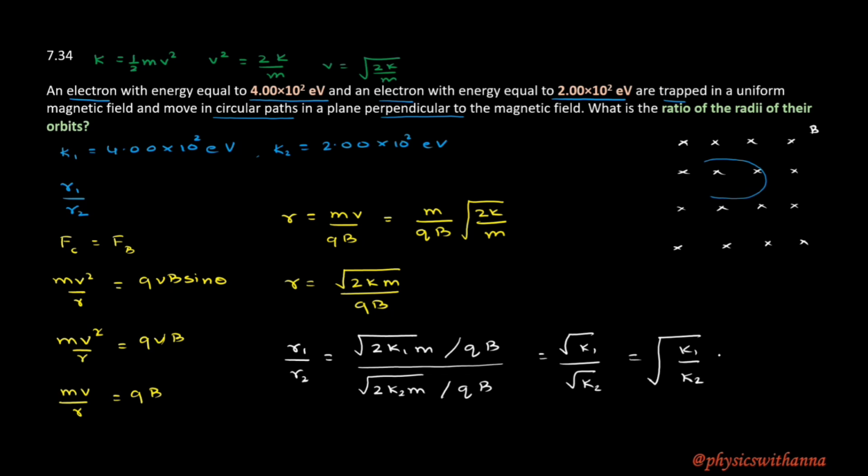Now let's substitute to get the ratio. K1 is 4 times 10 to the power 2 electron volt, and K2 is 2 times 10 to the power 2 electron volt. And when you solve this, you get the ratio of radii to be equal to 1.41. And since it is a ratio, there is no unit.